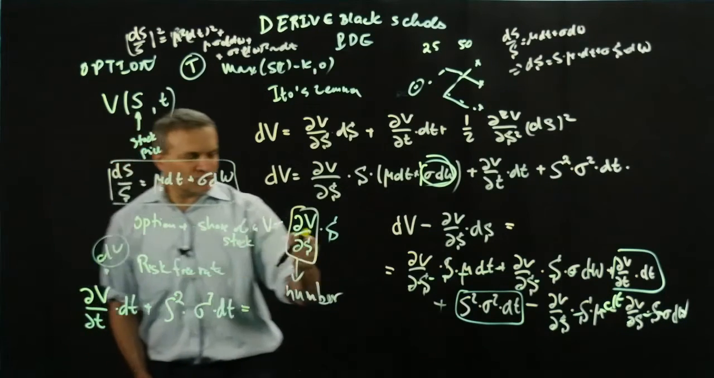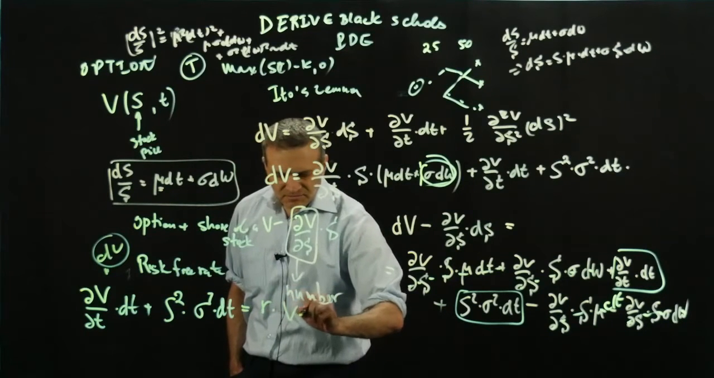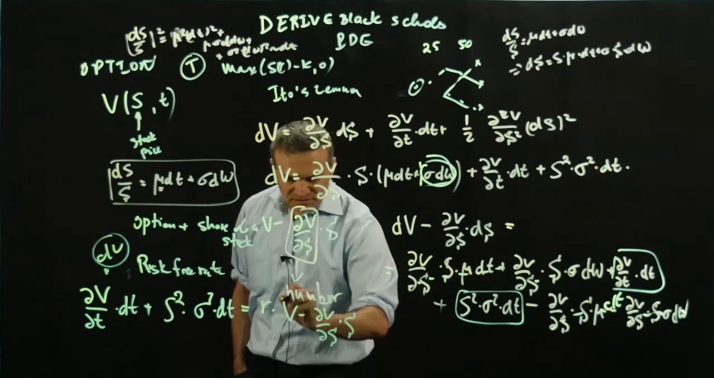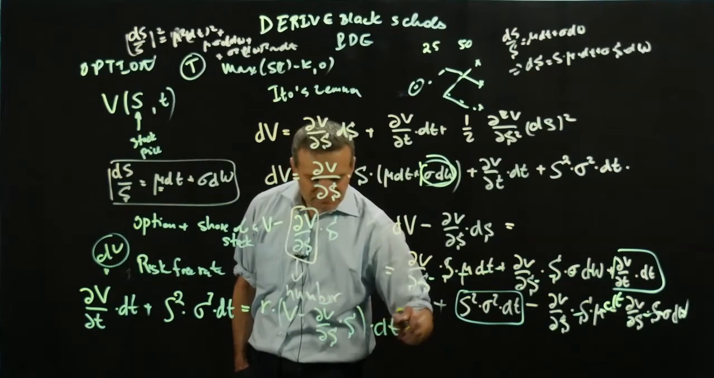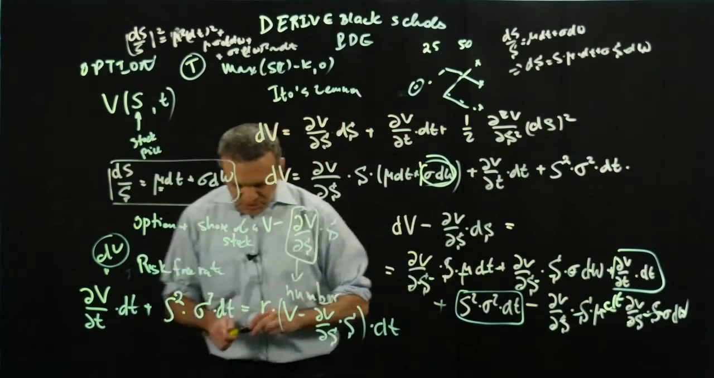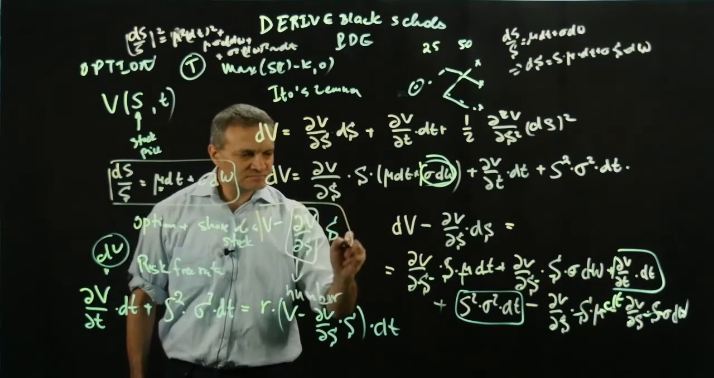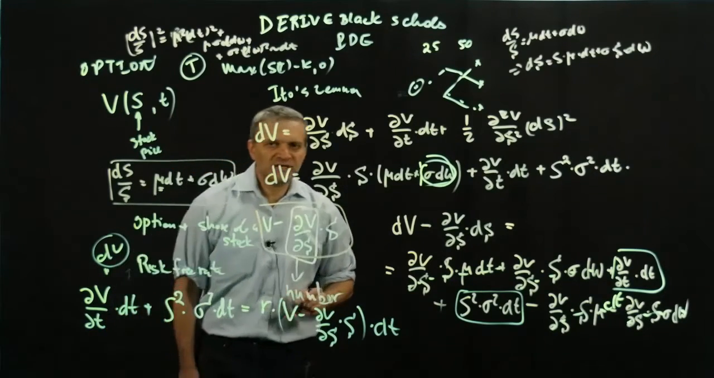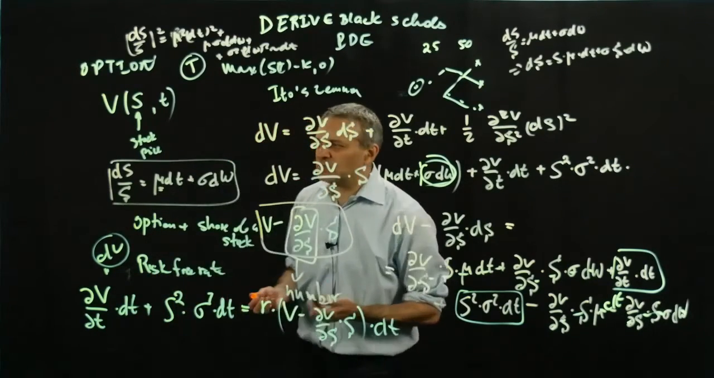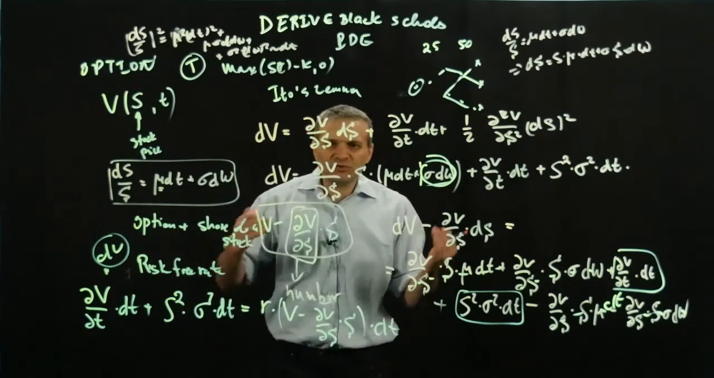However, if I look at this guy, it is going to be r times (V minus delta V over delta S times S) times dt. Why dt? Well, because if I take this portfolio, it's like cash. It has no random component. So it's basically like $20 or something, right? What will you do with it? You have to put it into the bank.